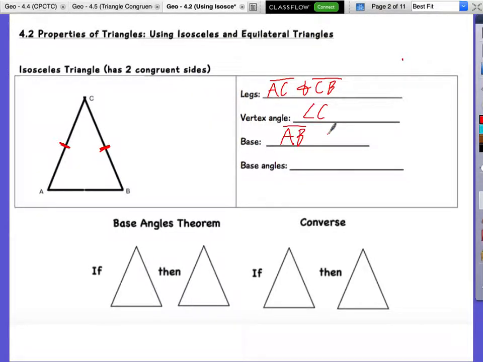Very good. Now we have base angles, and those are going to be the 2 angles that touch the base. Can somebody tell me what those 2 angles would be, Nick? Angles A and B. Very good. Angles A and B would be the 2 base angles. They're the 2 that touch the base.